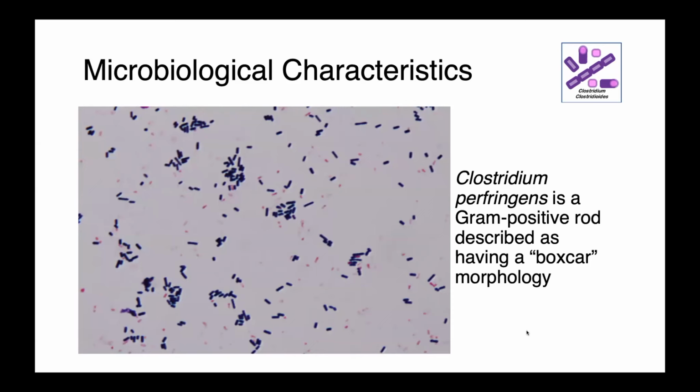These are very regular cells. You can see just how uniform they are in thickness. And they're, in fact, so uniform that they're described as having a boxcar morphology. Classically, like you can see down here, we have cells of essentially exactly the same size. I know there is a little bit of diversity here, but typically speaking, our Clostridium perfringens are incredibly homogeneous.